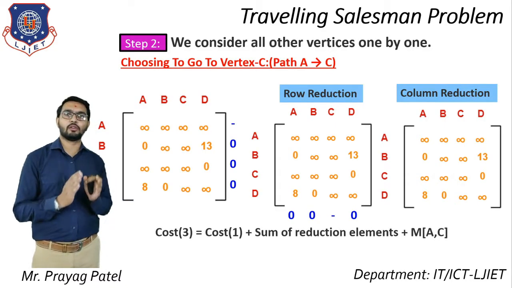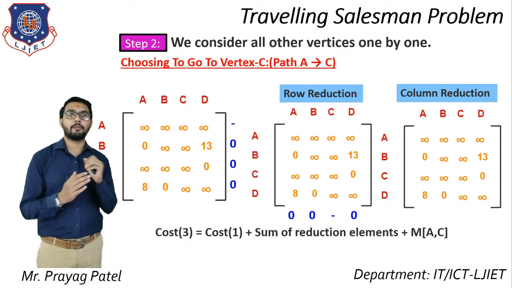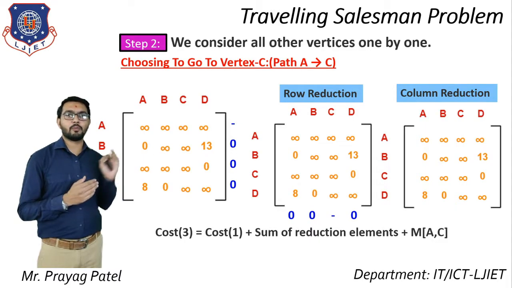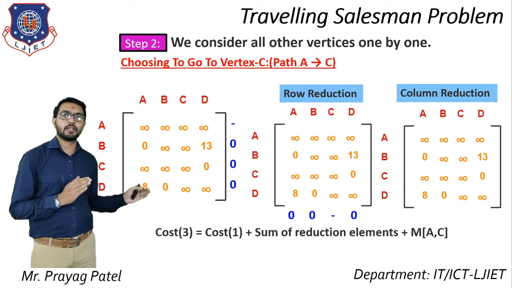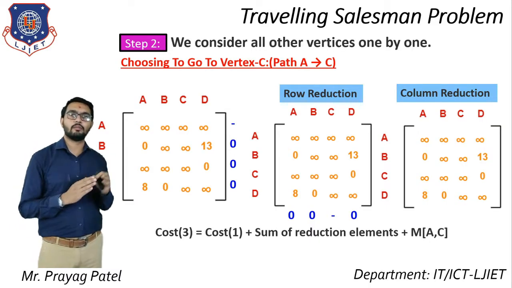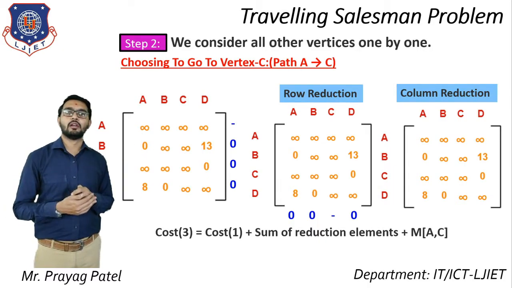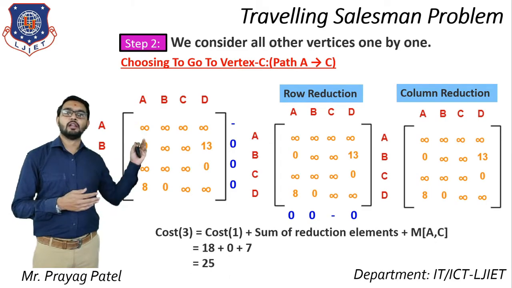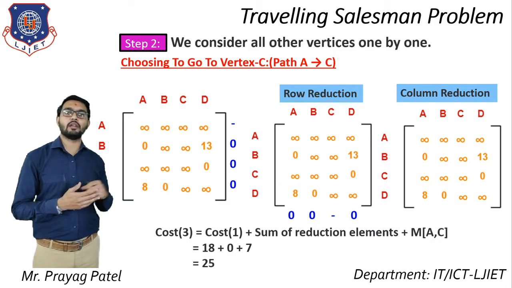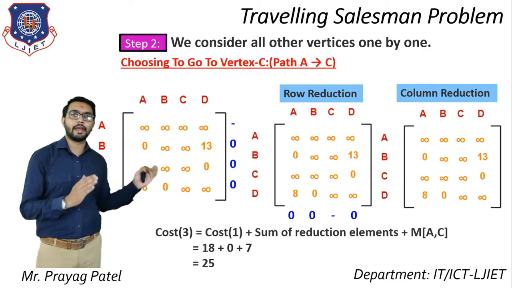Now the cost for the row reduction and column reduction, and also consider the cost from path A to C. Here consider step number 3, meaning the cost for node 3, A to C as node 3. So consider cost 3 equal to cost 1 plus the sum of the reduced cost plus M of AC. So here the cost 1 is equal to 18, then the reduced cost is equal to 0, and here the MAC value is equal to 7. So here 25 is your final cost for the path from A to C.